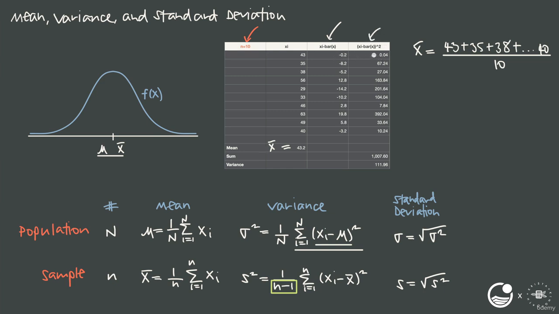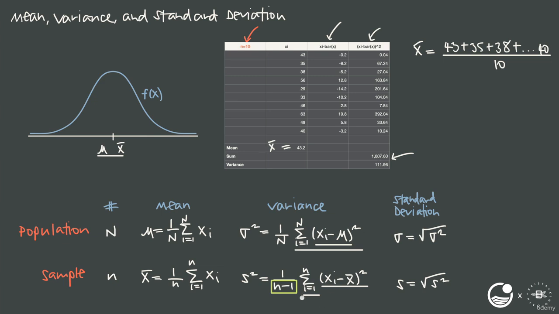Then in this last column here, we're squaring each of those deviations. So negative 0.2 squared is a positive 0.04. Negative 8.2, when we square it, is a positive 67.24. So we square all those values. Now we have all of our individual squared deviations, this part of the formula. Then our summation notation here tells us add up all of those squared deviations. So we have all of our squared deviations, and then we add them all together to find this sum.